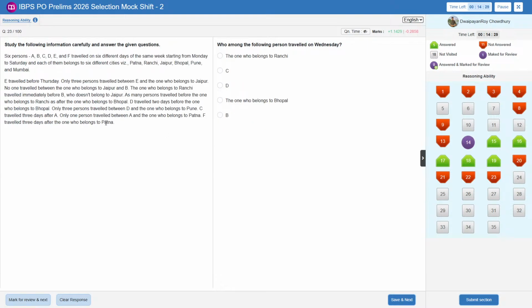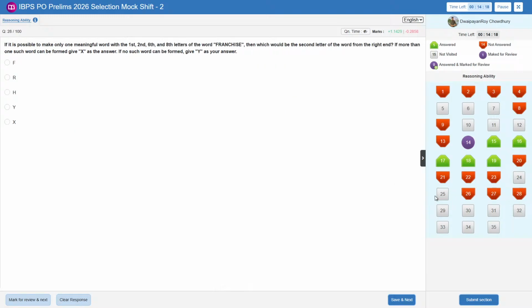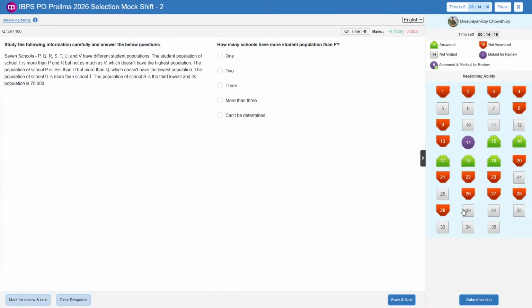6%, different days, exam Monday to Saturday. This is a very long passage, so I might just skip it for now. Let's see what the other questions are. 7, different population, okay, doable.